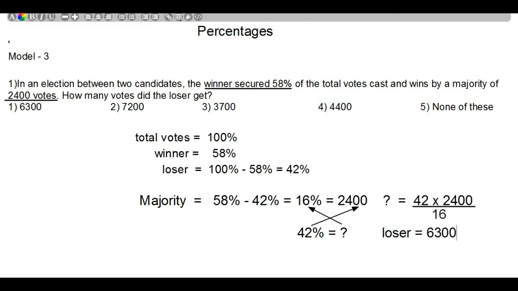Similarly, suppose the question says, what were the total number of votes cast. So what do we do there? We know that 16% is 2,400, and the total number of votes is 100%. So 100% is equal to what? So as you can see here, again the question is about one percentage equivalent being given and the other percentage equivalent having to be calculated.